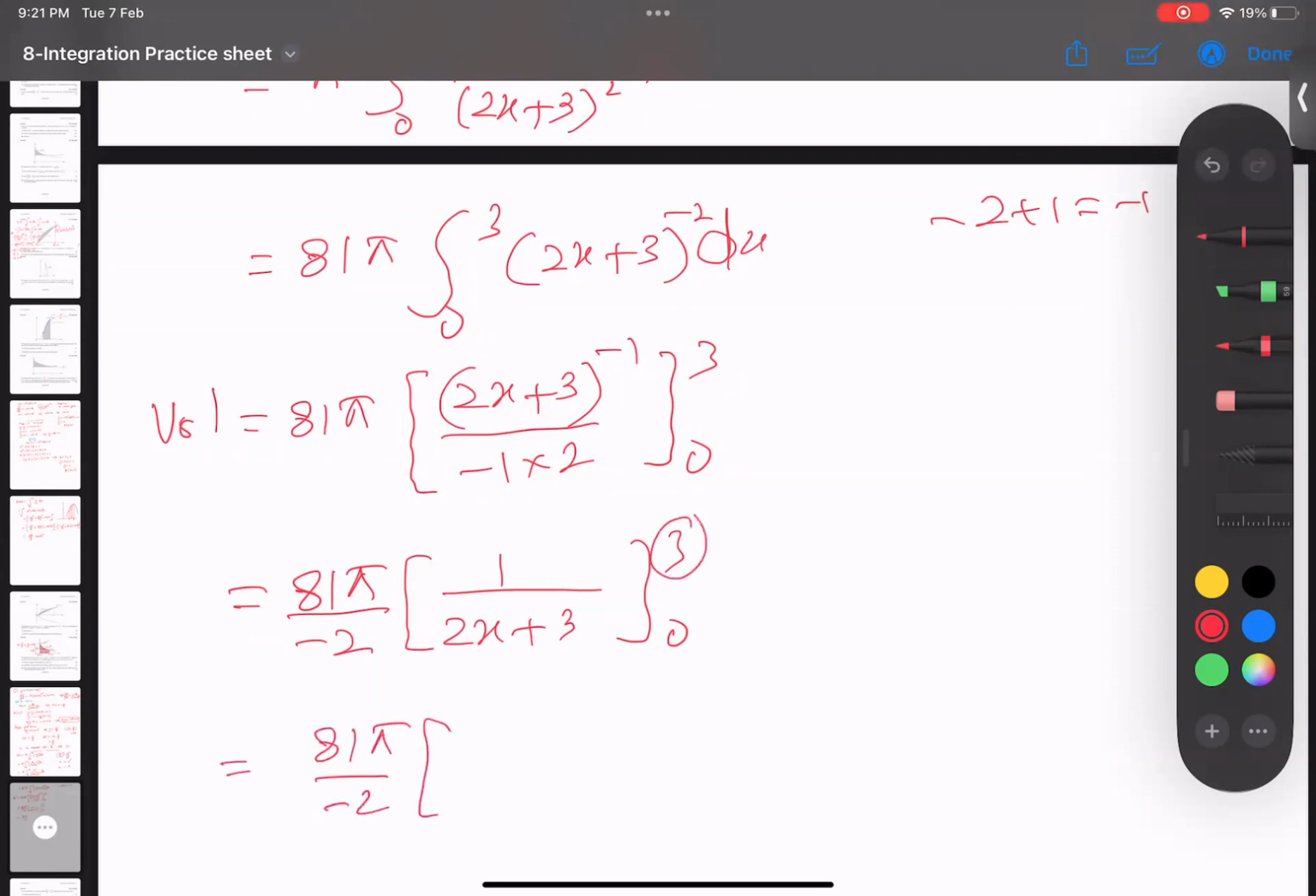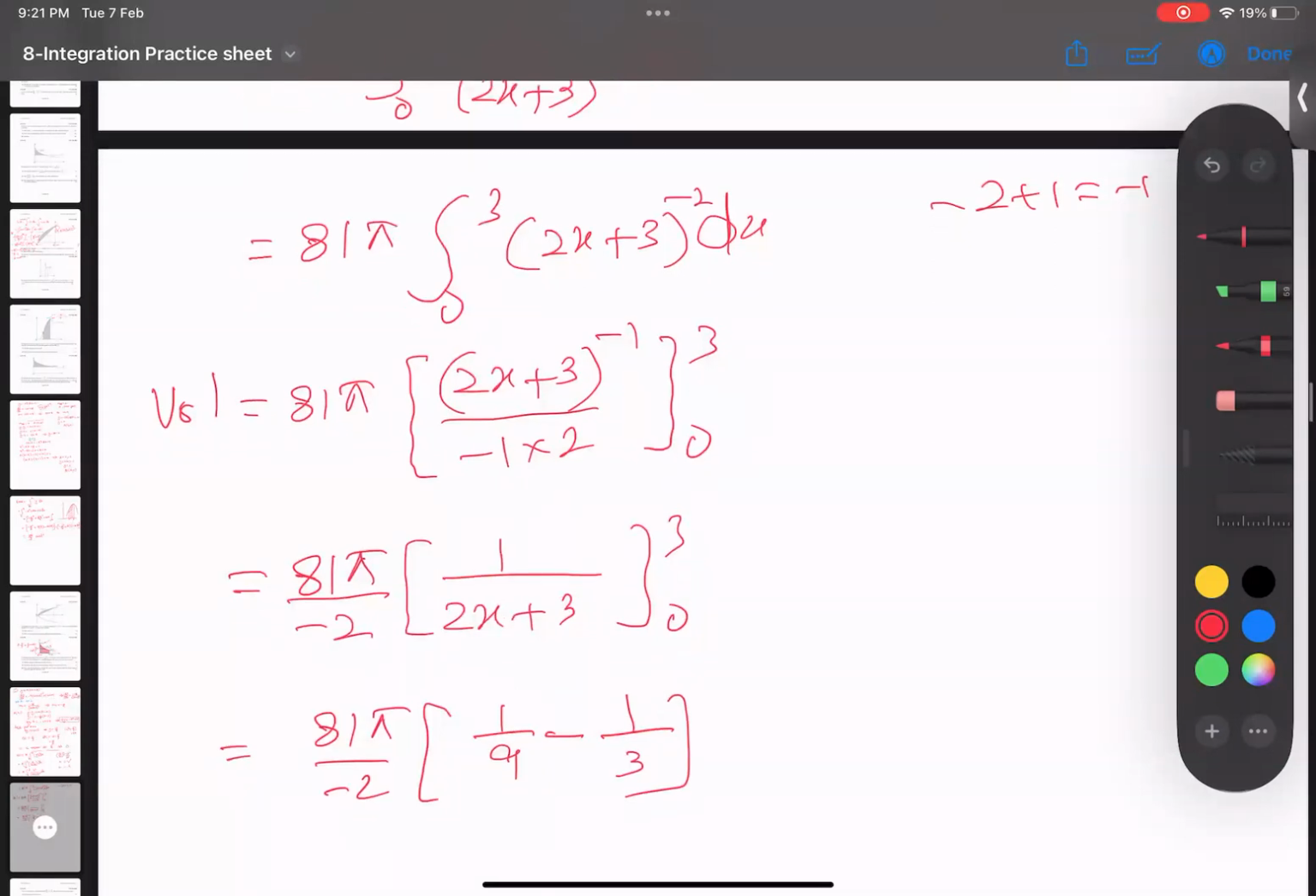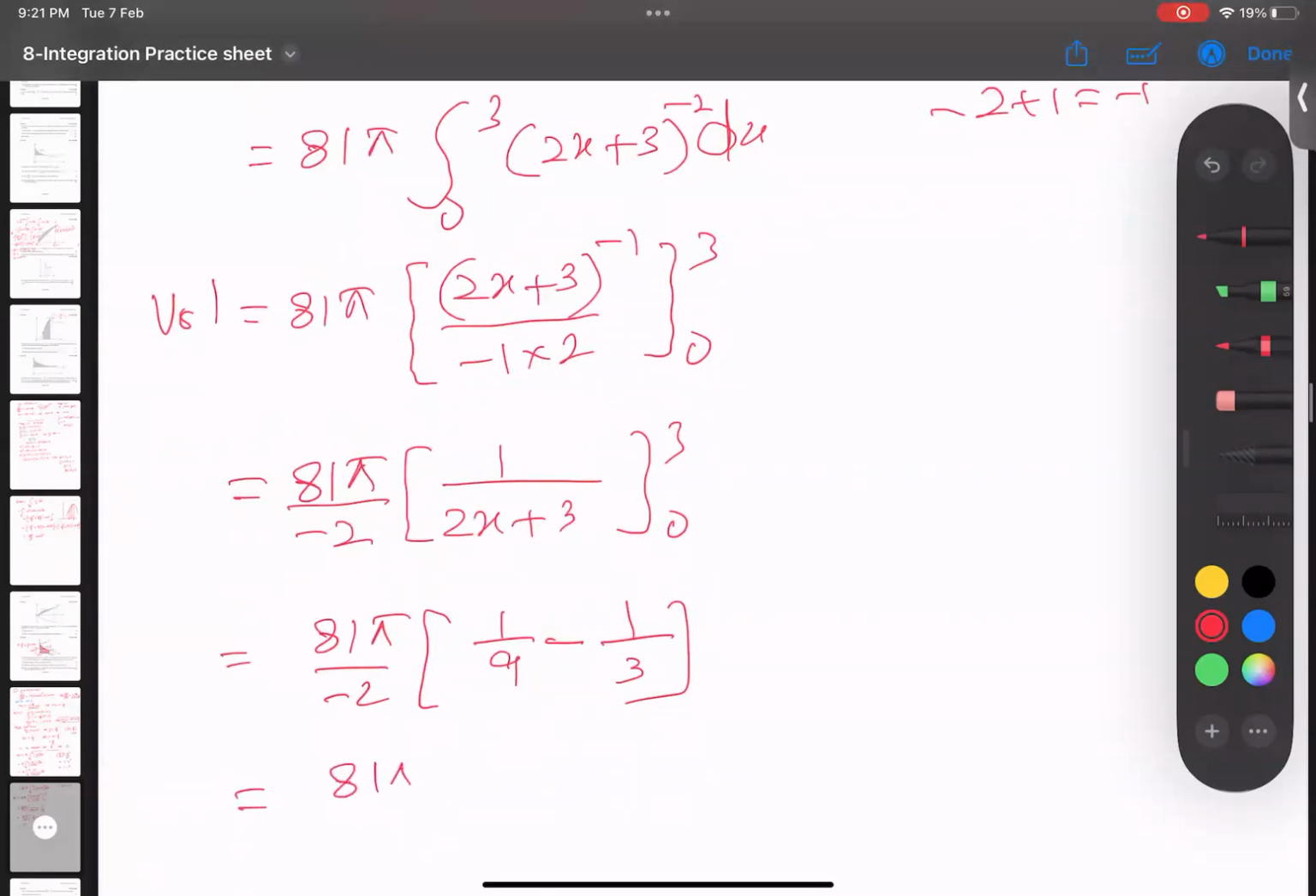When I plug in the upper limit 3, the value goes here. So 3 times 2 is 6, 6 plus 3, 9. Upper limit over. Now plug in 0: 2 times 0 is 0, plus 3, 3. So I think it's not a hard job. And 1 divided by 9 minus 1 divided by 3 will give us -2 by 9. You can see this 2 cancels out, minus cancels out, 9 ones are 9, 9 nines are 81. So Alhamdulillah Rabbil Alameen, we finally got the volume, 9 pi unit cube, and the question is completely over.